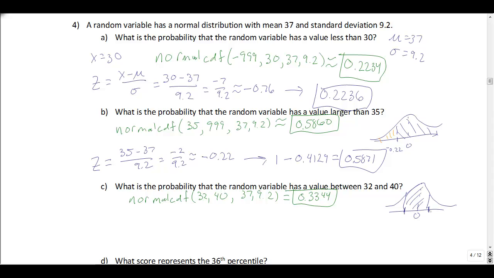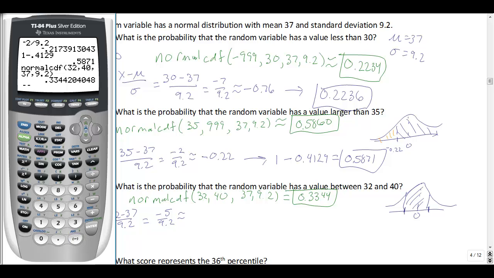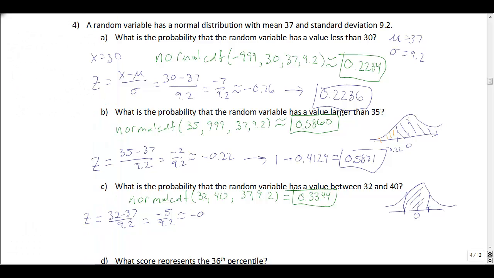So let's try and find the z-scores here. I have to use the z-scores because I only have a table for the standard normal distribution. And so the z, let's do the x is 32 first. So I get 32 minus 37 over 9.2. That's negative 5 over 9.2. Which again, let's say I only need 2 decimal places. Negative 5 divided by 9.2, negative 0.54. So this left bit on the diagram is negative 0.54.